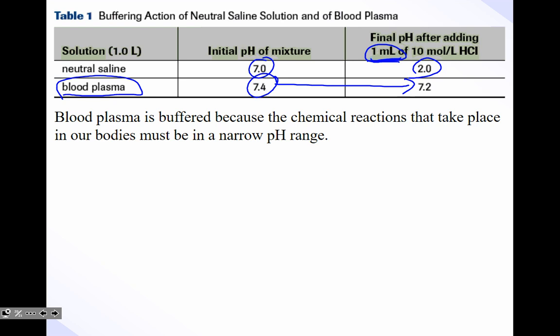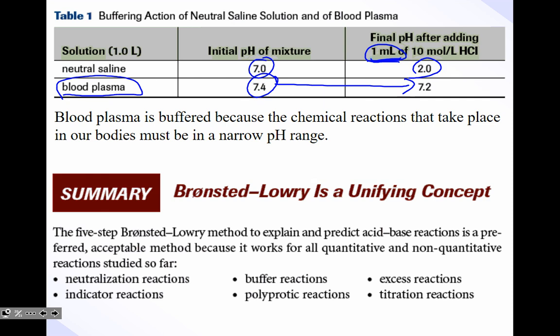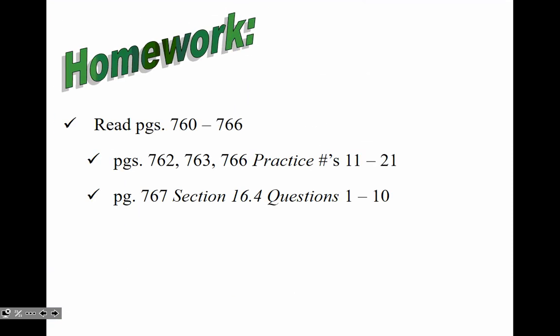So blood plasma is buffered because the chemical reactions that take place in our bodies must occur in a narrow pH range. So basically Bronsted-Lowry helps us understand excess reactions, titrations, buffers, polyprotic reactions, neutralization reactions, and indicator reactions. Bronsted and Lowry were a cool combo of gentlemen that totally changed our view of how we see acids and bases. It's just donating or accepting a proton. Who would have thunk it? It explained so many things.